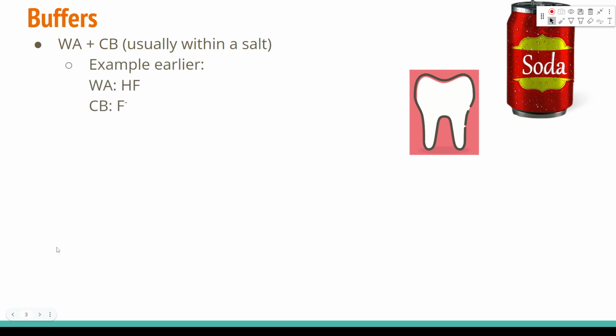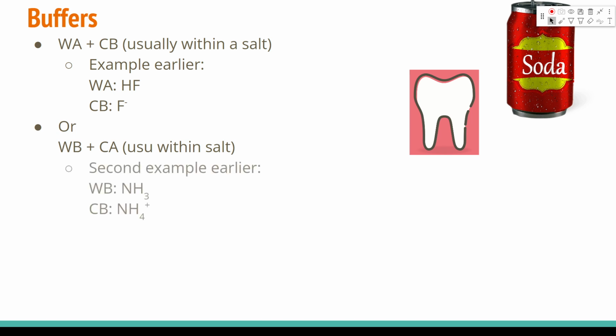And so, as I said here, here's the example earlier. The F minus, the fluoride ion, that could be from like sodium fluoride or any other ionic compound with fluoride in it that is soluble. So there we go. Just like I said earlier, you can have the weak base or conjugate acid. Again, that conjugate acid is usually in a salt. With the second example from the previous slide, we have ammonia as the weak base, and ammonium ion as the conjugate acid. That ammonium is going to be in a salt. The example we had earlier was ammonium chloride. So that would be the salt. Okay.